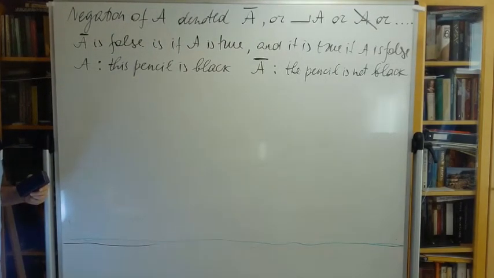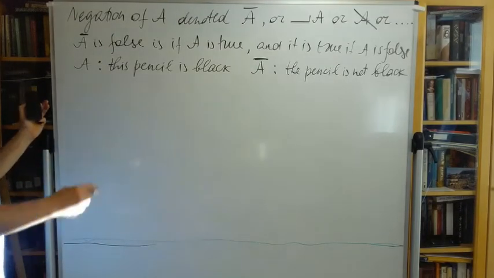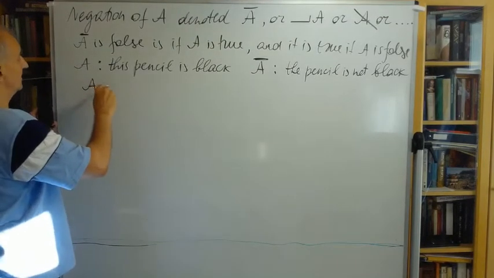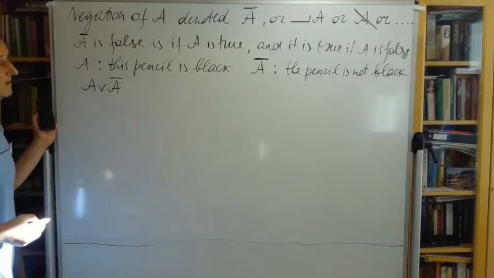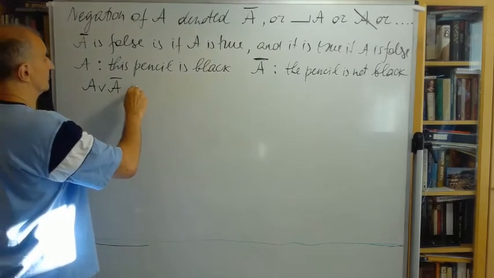Now, these two things cover all possible cases. So I will say A disjunction with not A is universally true.